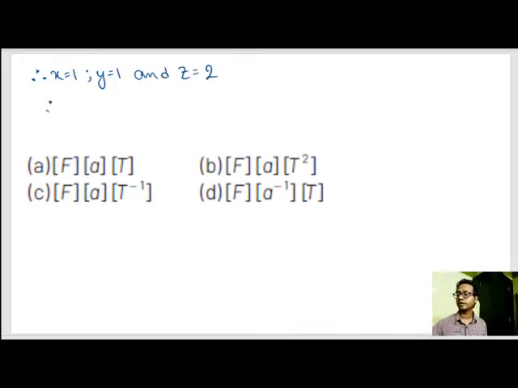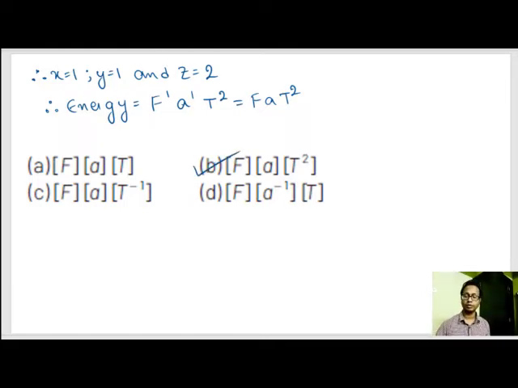Therefore, energy, what is the formula for energy given? Force to the power x, or force to the power 1, into acceleration to the power y, or acceleration to the power 1, into time to the power z, or time to the power 2, which is F a t squared. Our correct option is therefore option number B. Option B is our correct option.